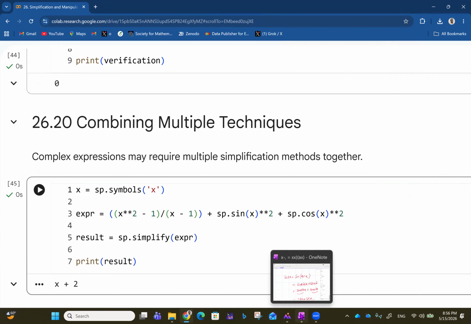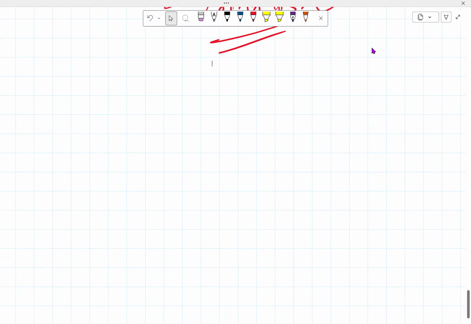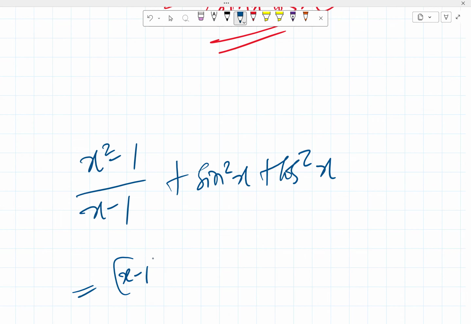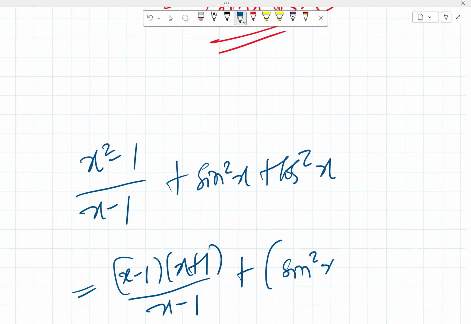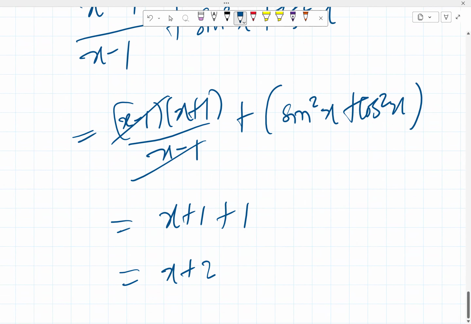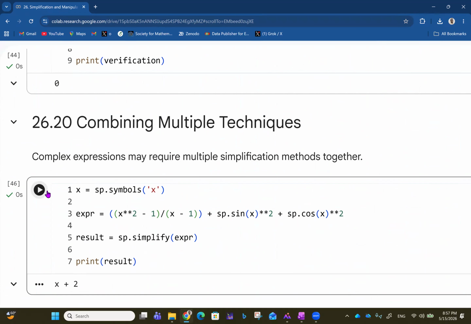So what is happening there is you have x squared minus 1 all over x minus 1 plus sine squared x plus cos squared x. So of course, we know this is x minus 1 times x plus 1 all over x minus 1, plus sine squared x plus cos squared x. So if you simplify that, x minus 1 cancels. So we have x plus 1, and sine squared x plus cos squared x is 1. So everything together is x plus 2. And that's exactly what happens here. So when it's all simplified, we get x plus 2.